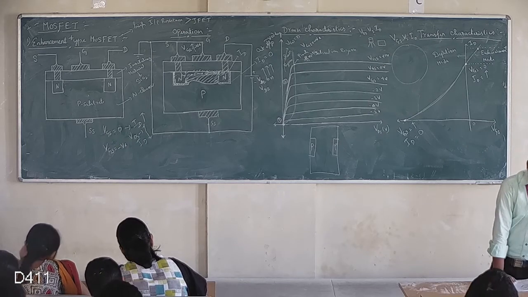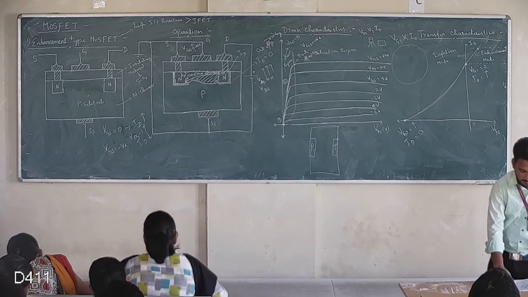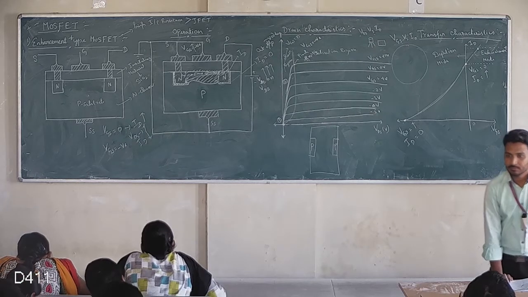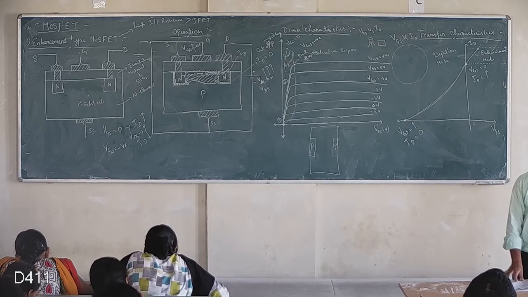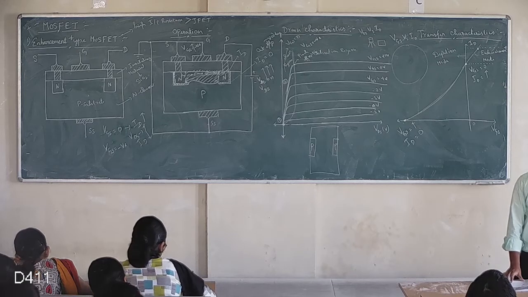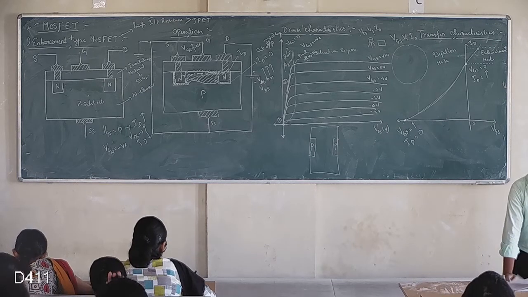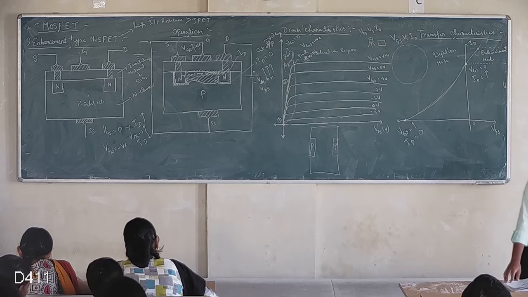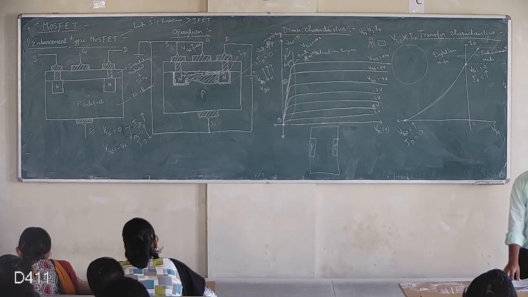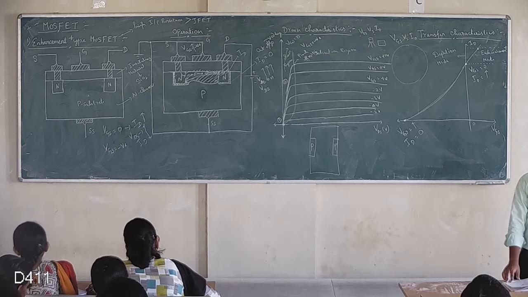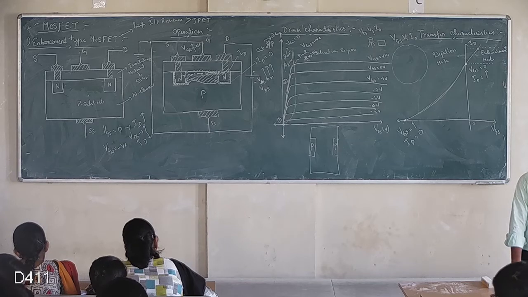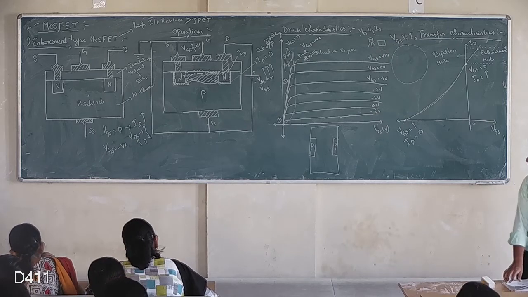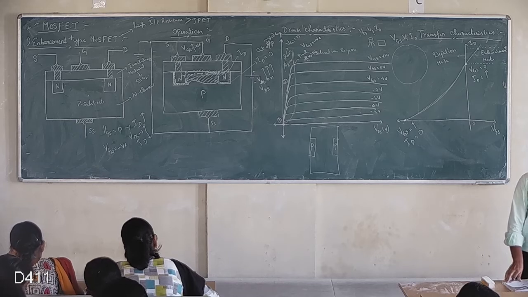When VGS equal to 0, the channel is entirely open, but VDS equal to 0, there is no flow of electrons, and hence drain current does not flow.